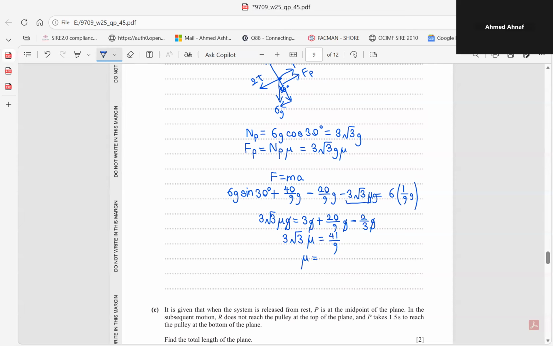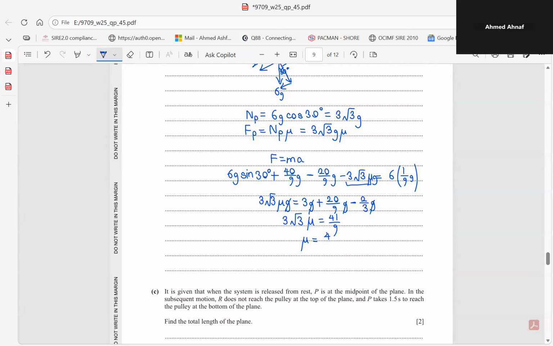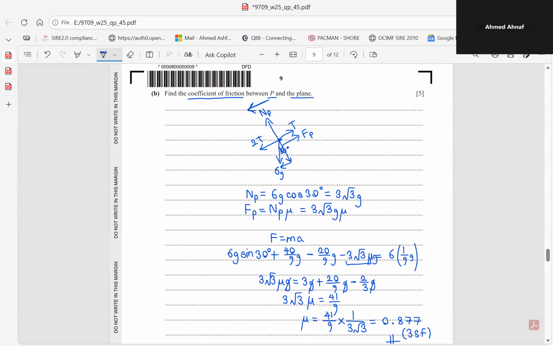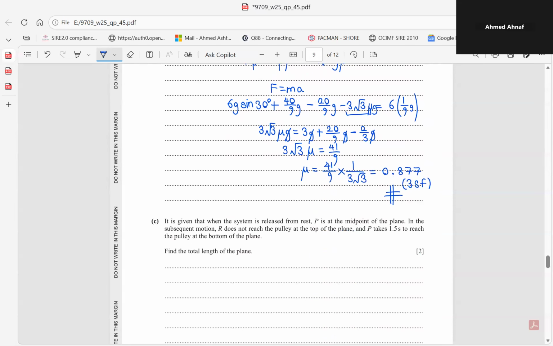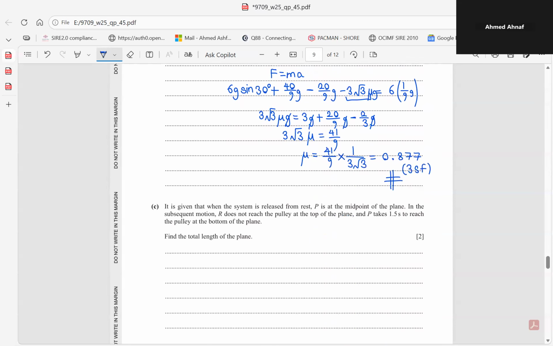Then mu is going to be 41 over 9 times 1 over 3 square root 3. So that's going to be 0.877 to 3 significant figures. So yeah, this will be our final answer for the second part. Let's move on to the last part.